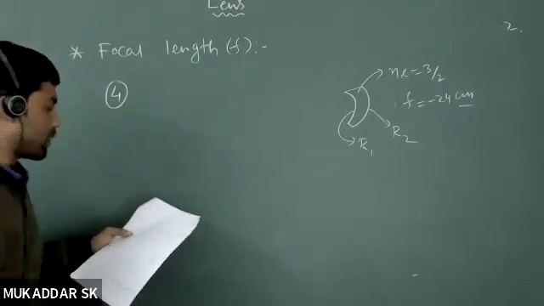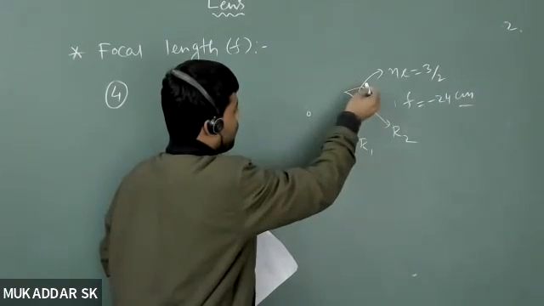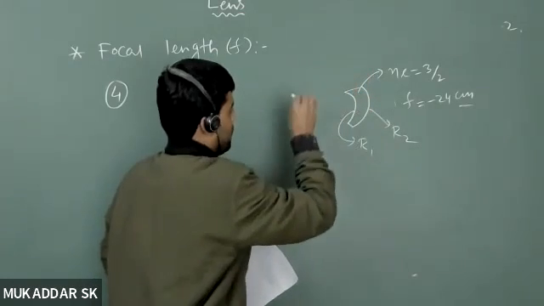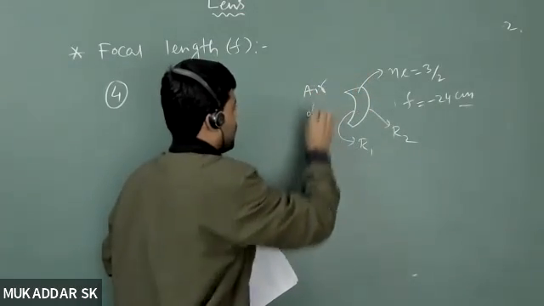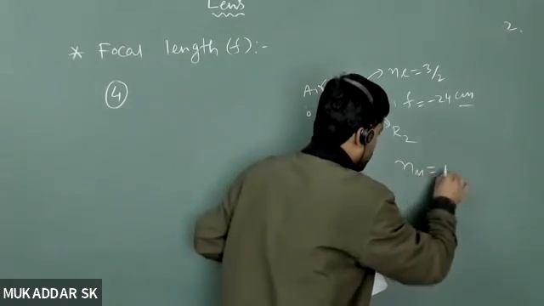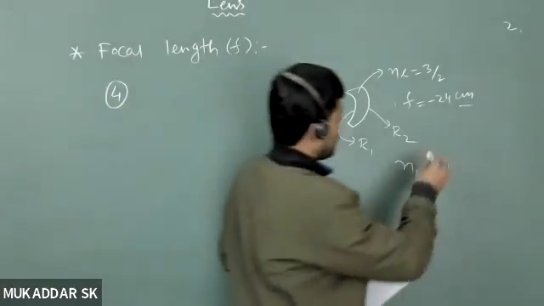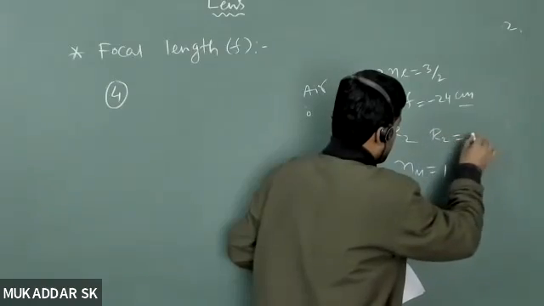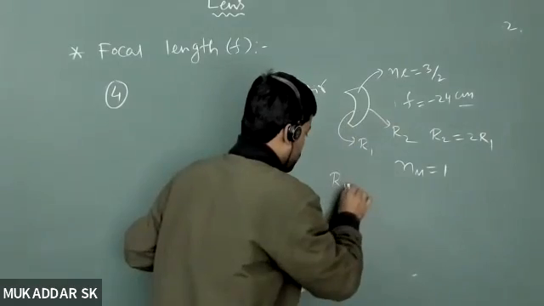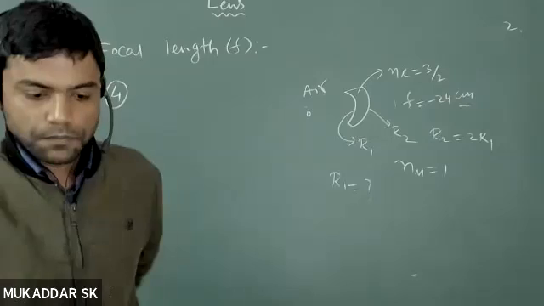Okay, now we have a point object here. The medium in which this lens is surrounded, that is air. Okay, it is kept in air. And the refractive index of air is n_m. So what you have to calculate: they have also given that R2 is twice of R1. So I have to calculate the value of R1. You have to calculate the value of R1.